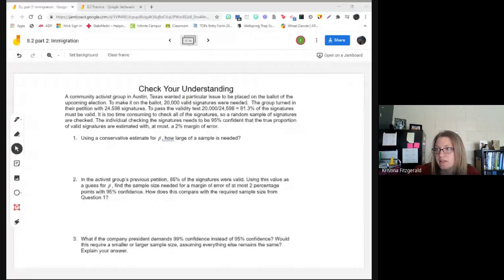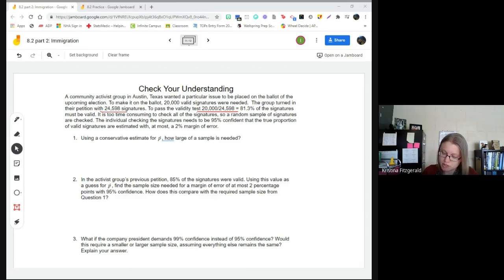Okay, let's go ahead and take a peek at finding the appropriate sample size. So what we've got here is a community activist group in Austin, Texas, wanted a particular issue to be placed on the ballot of an upcoming election. To make it to the ballot, 20,000 valid signatures were needed. The group turned in their petition with 24,598 signatures. To pass the validity test, we divide these two numbers and got 81.3% of signatures must be valid.